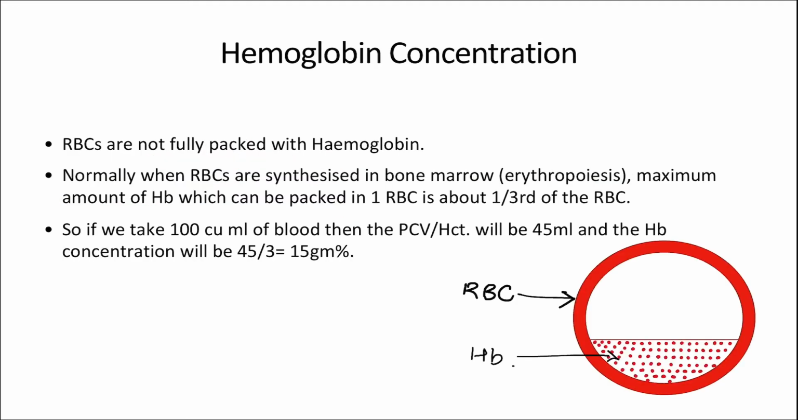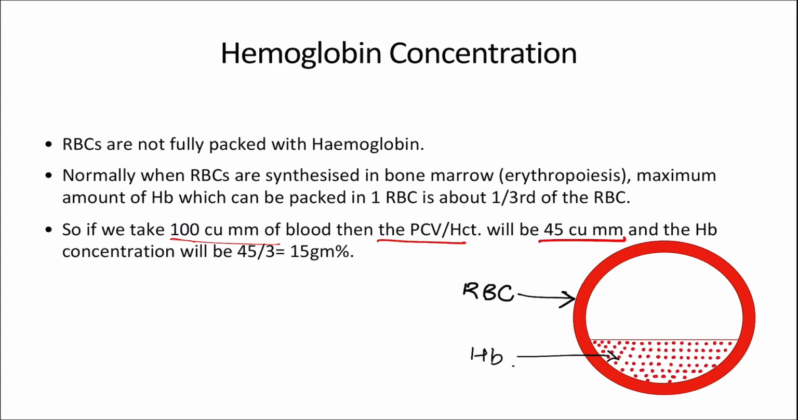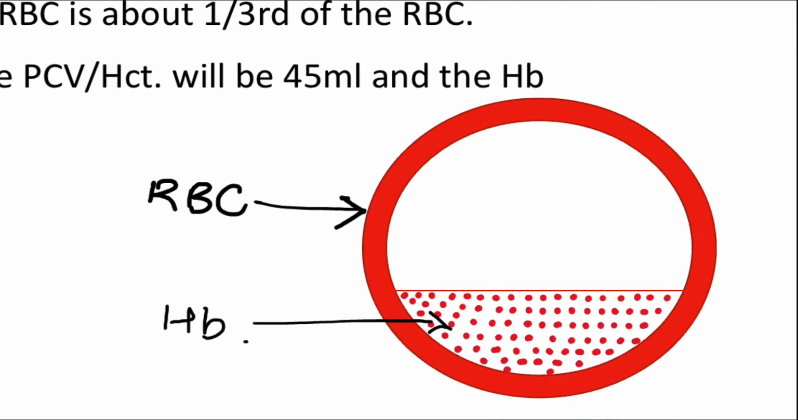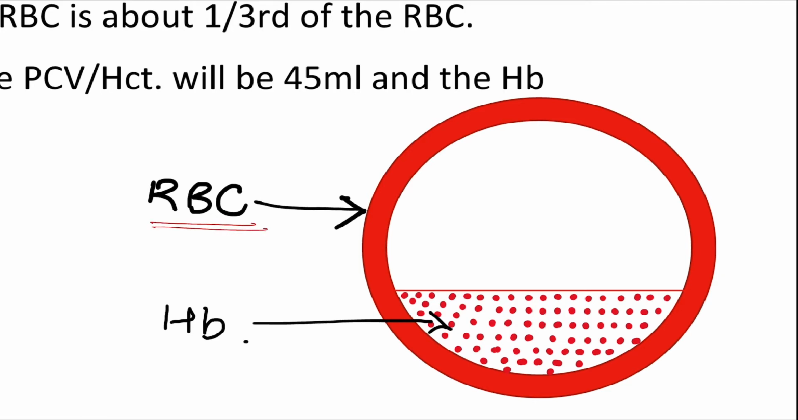So the next one is hemoglobin concentration. RBCs are not fully packed with hemoglobin when they are synthesized in bone marrow, which we call erythropoiesis. The maximum amount of hemoglobin which can be packed in one RBC is about 1/3 of the RBC. So we can say that the RBCs are only 1/3 full with hemoglobin. If we take 100 cubic millimeter of blood, then the packed cell volume will be 45 cubic millimeter and the hemoglobin concentration will be 45 by 3, 15 gram percentage. Here you can see a schematic diagram of an RBC filled with 1/3 hemoglobin.